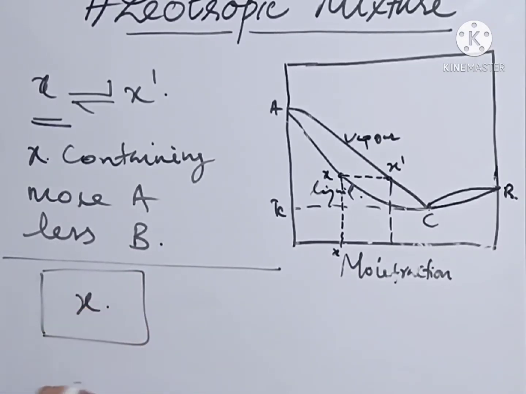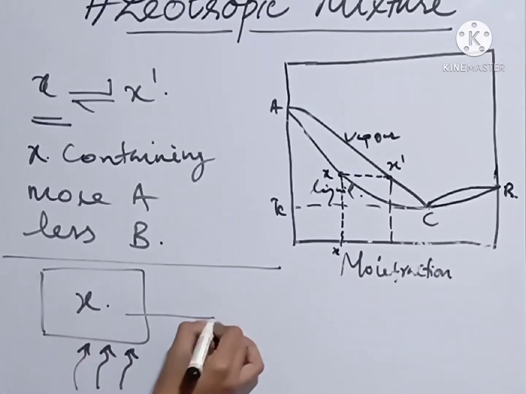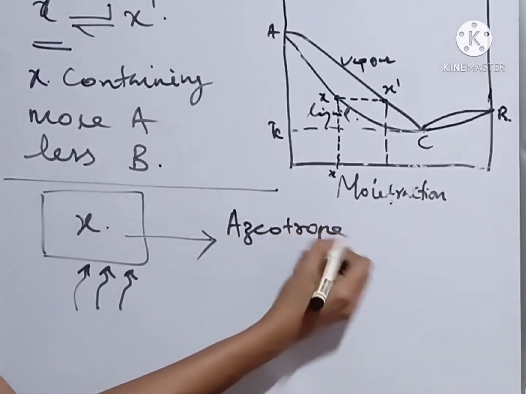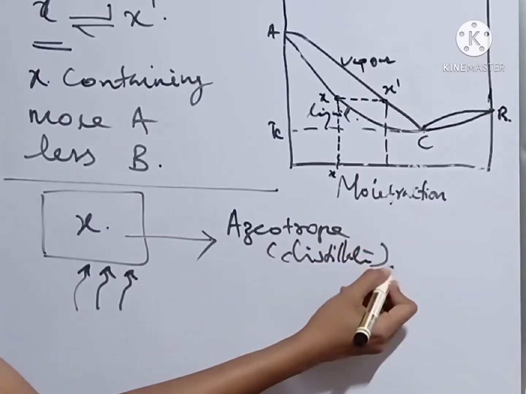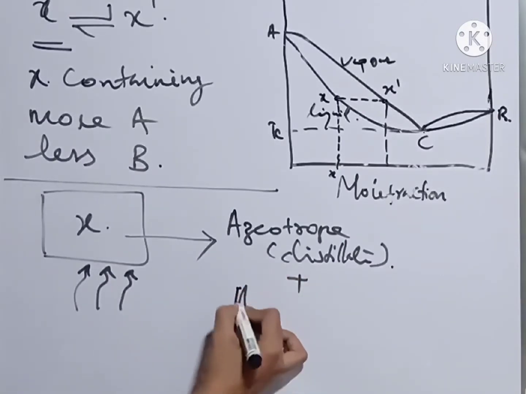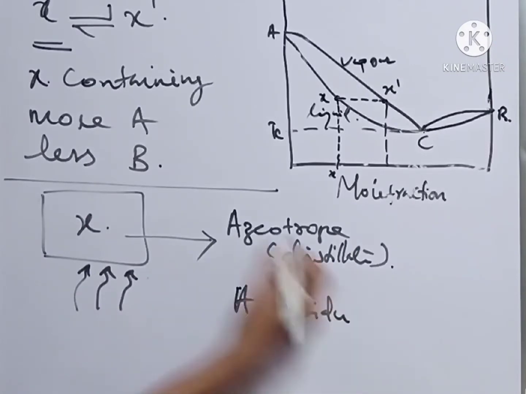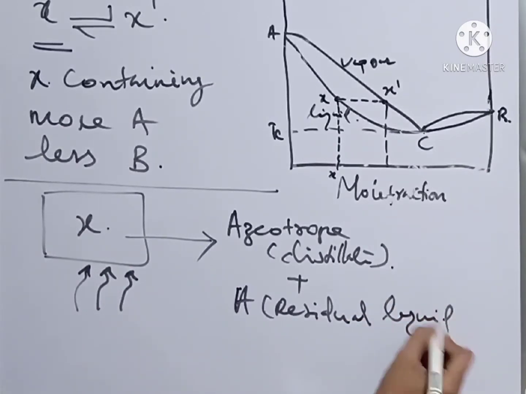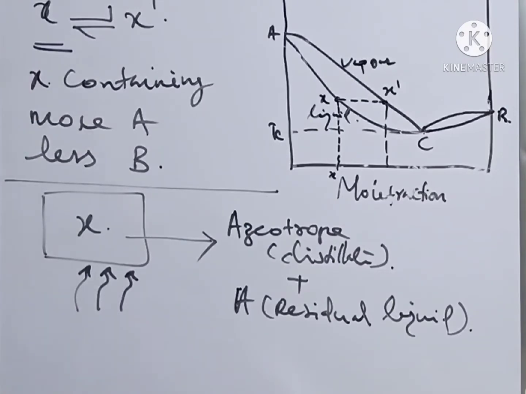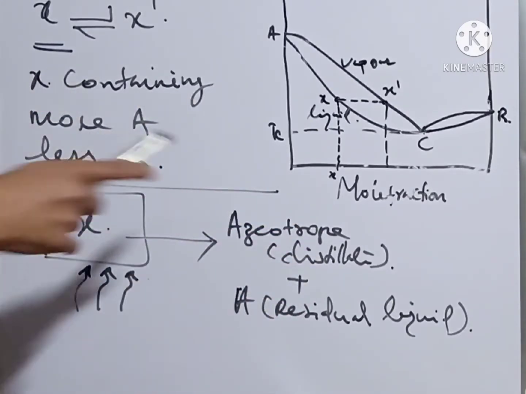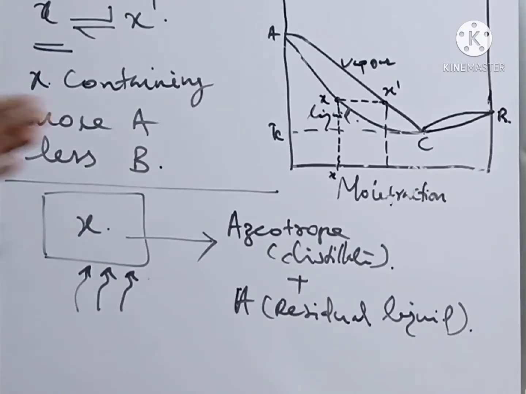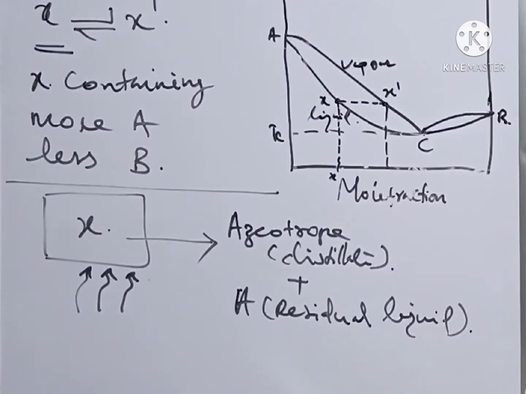If we boil the composition X, then we'll get azeotrope as distillate and A as residual liquid, since the amount of A is more in the composition X. So A is the residual liquid. That means if we fractionally distill the composition X, then we'll get the azeotrope, or minimum boiling azeotrope C, as a distillate and A as the residual liquid. So this is about type 2 binary liquids classified as minimum boiling azeotropes.